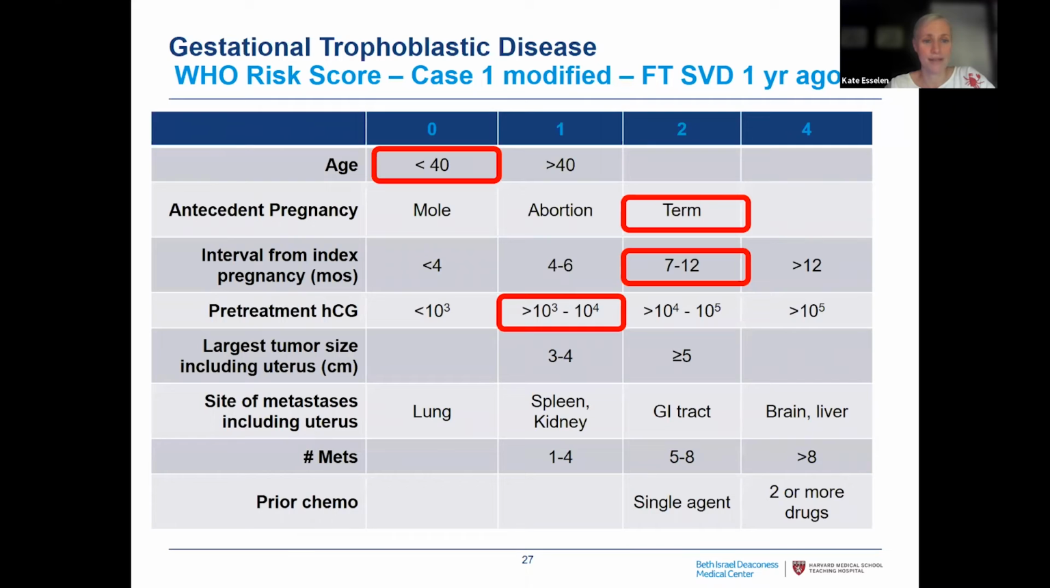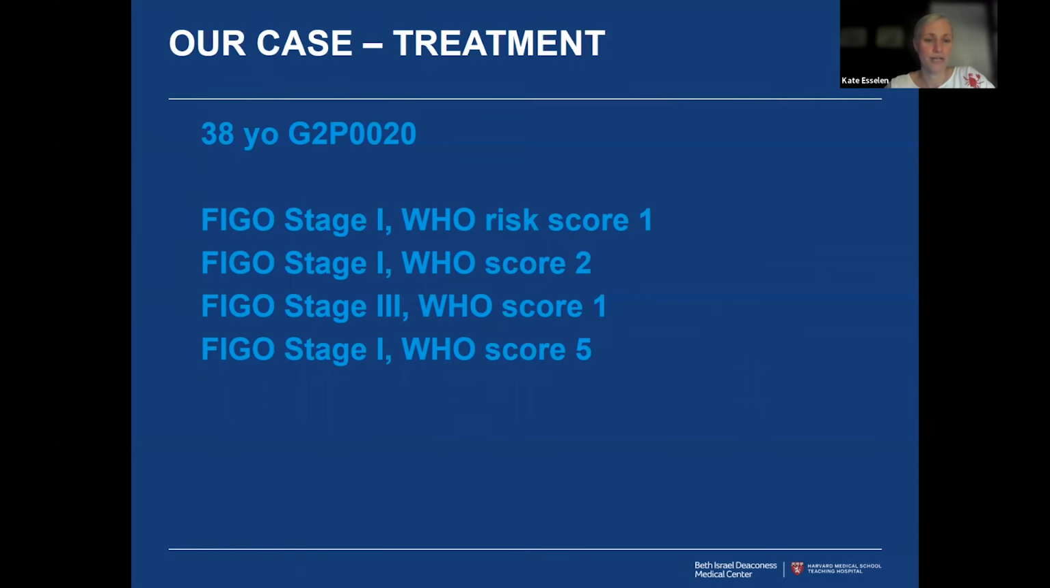This final case, though, modifying it with a full-term vaginal delivery about a year ago, suddenly she gets 2 more points for that term delivery, and she gets 2 more points for that year-long interval between this and the diagnosis of GTN. So she's gone from a risk score of 1 all the way to 5. And this is sort of a summary of where we are. But ultimately, all 3, and by the way, that third patient, her risk score is actually 2. Sorry, I didn't adjust that slide appropriately, but her stage is 3 based on the pulmonary mets. But all 4 of these scenarios are low risk disease.